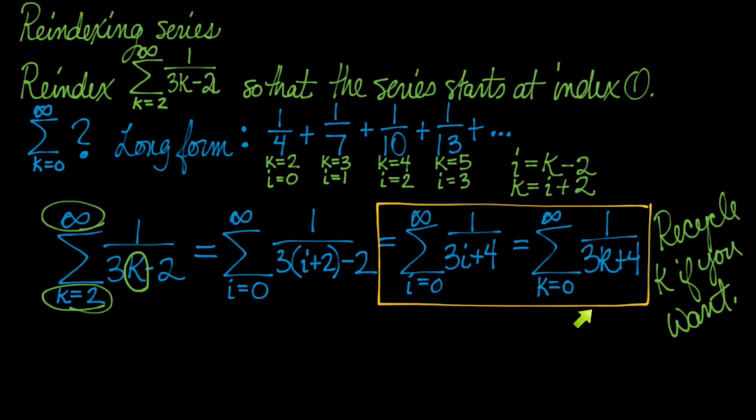Now, what's going on here, in case you're curious, is just me changing the letter out. You can choose to switch the index, or you can choose to recycle the index k if you want. This is literally supposed to represent a different k from this one. That's pretty standard in math, and it's no big deal.